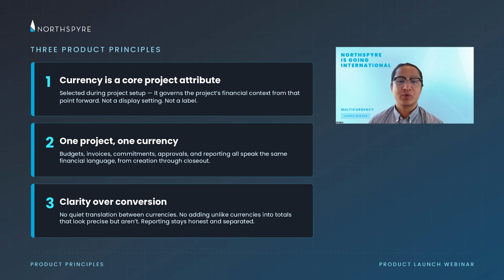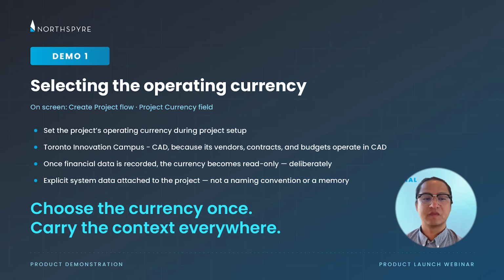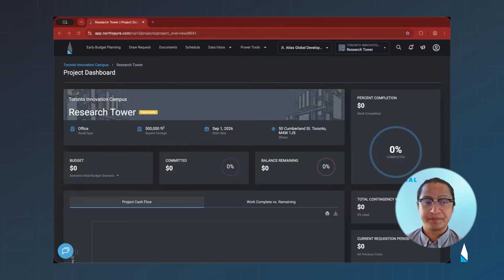I'll start where your team would encounter this functionality, setting up a new project. The fixed project currency model and the emphasis on clear, segmented reporting are central to the Phase 1 design. This is the project setup experience. Project currency defines the operational currency for the project's financial activity.